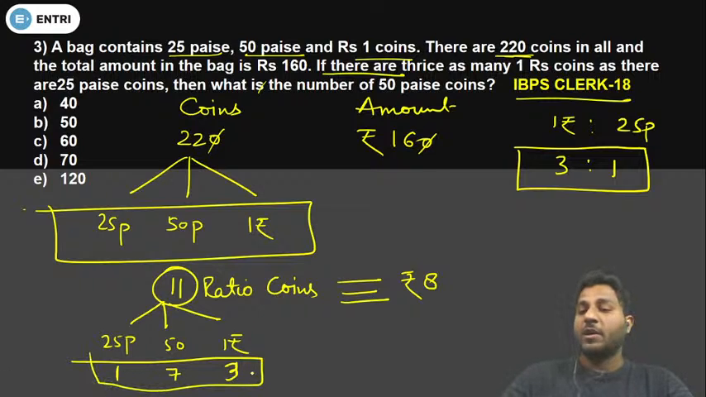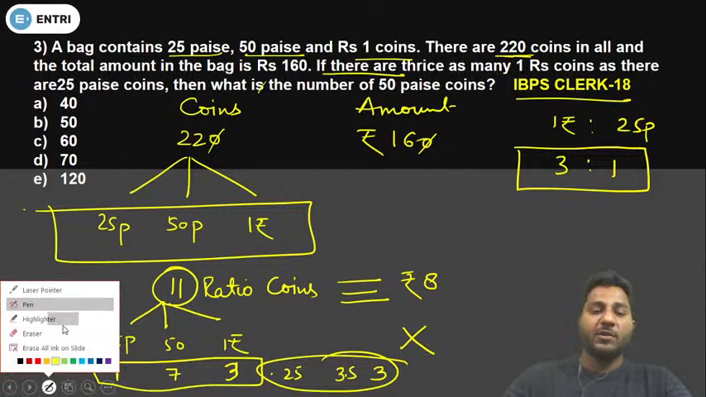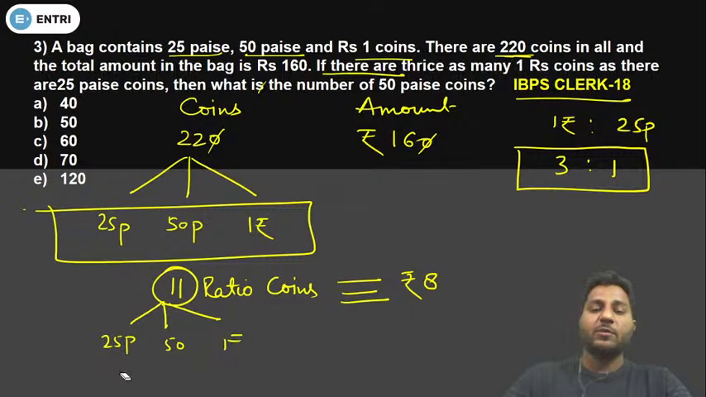So 3 coins of 1 rupee will give 3 rupees, while 7 coins of 50 paise will give 3.5 rupees, while 1 coin of 25 paise will give 0.25 rupee. So it will not generate 8 rupees. That means this combination will not work. Now what would we do? Only one possibility has been left.